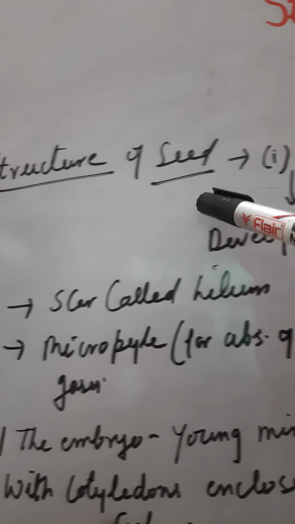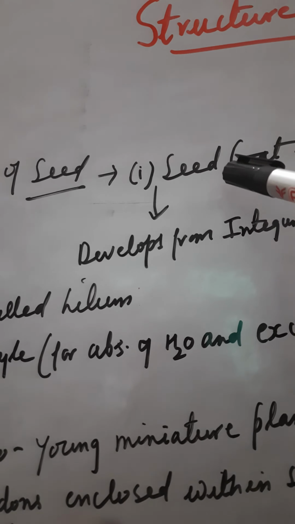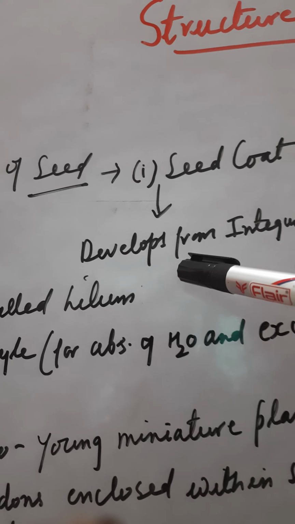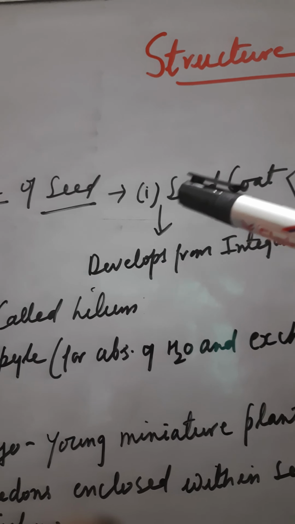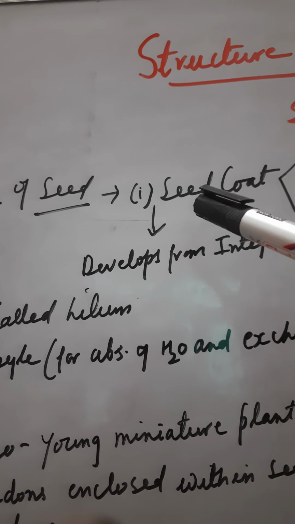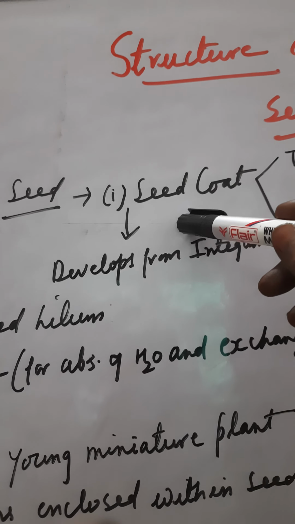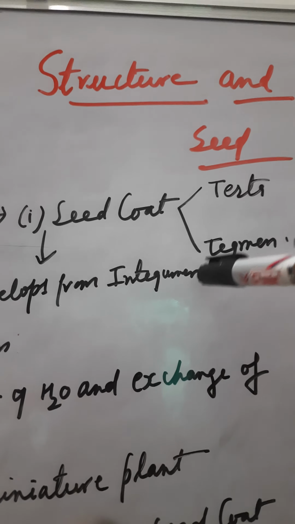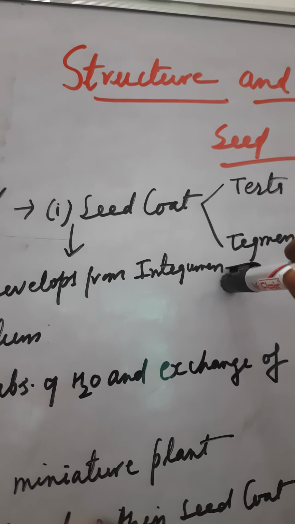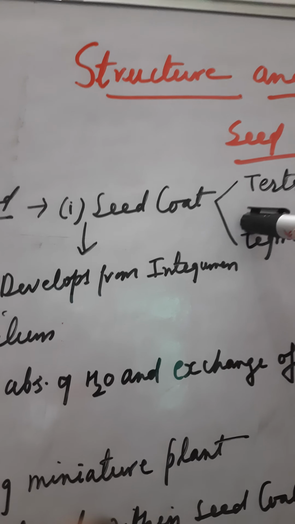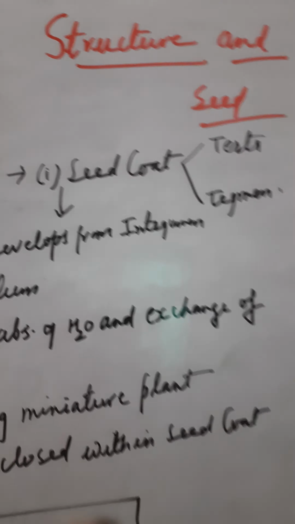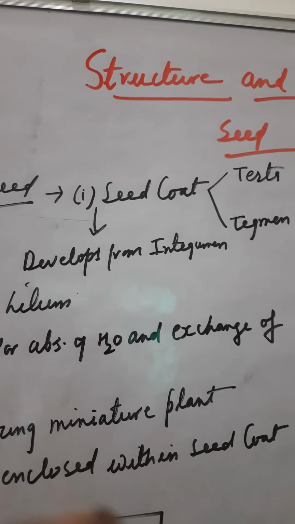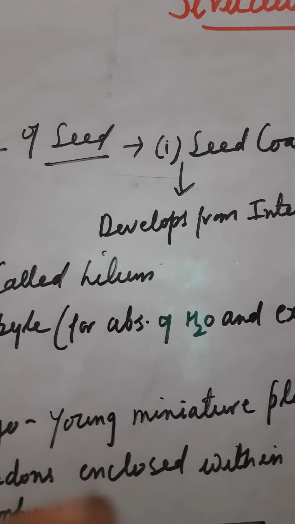Structure of seed: it has got the seed coat. When I am teaching the structure of the seed, you bear in your mind the gram seed structure. The seed coat has two layers. The outer one is testa and the inner one is tegmen, and they provide protection to the seed and prevent the seed from bacterial decay.